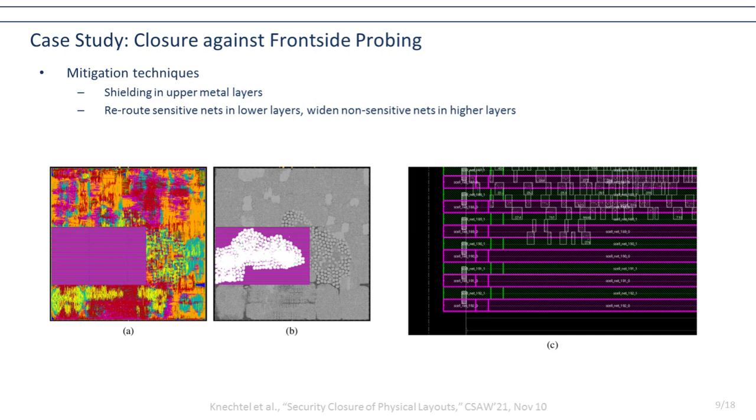Another mitigation technique could be to also reroute sensitive nets in lower layers or widen other non-sensitive nets and so on. So the defense schemes we're looking at here are basically based on routing.